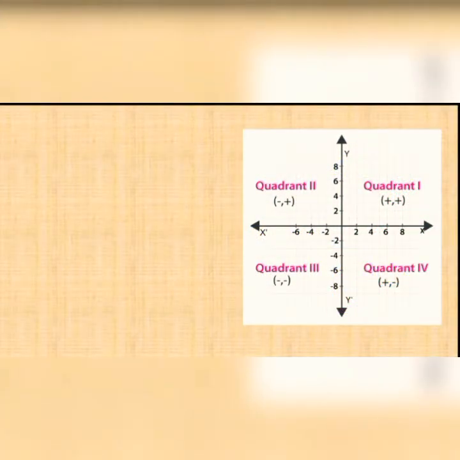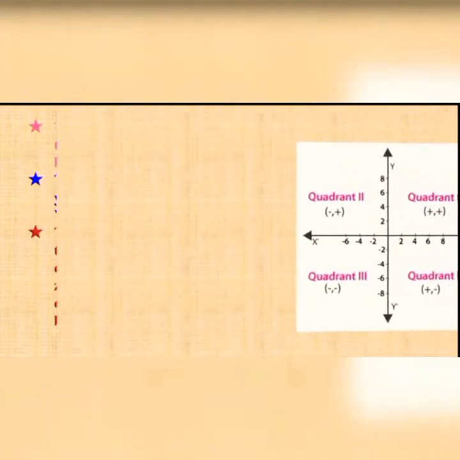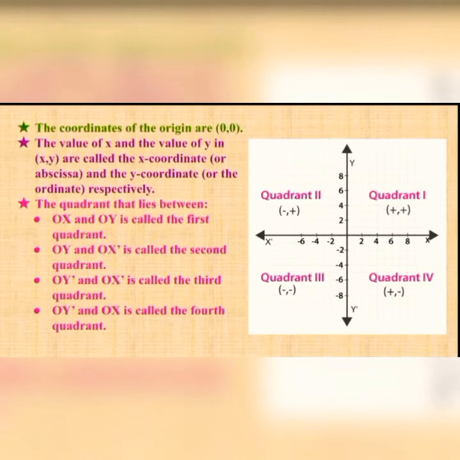In the figure which you can see, the horizontal line is called the x-axis and is represented by X'OX. Similarly, the vertical line is called the y-axis and is represented by Y'OY. The point of intersection, that is the point where the 0 of the x-axis and the 0 of the y-axis coincide with each other, is called the origin. The coordinates of this origin are (0, 0).